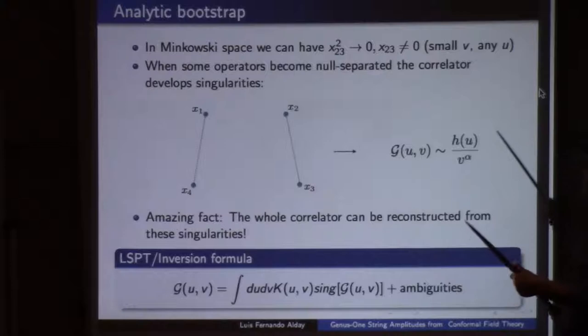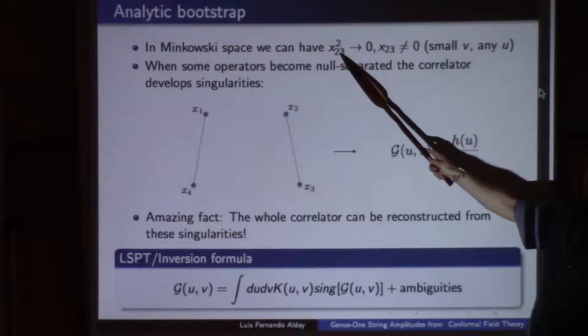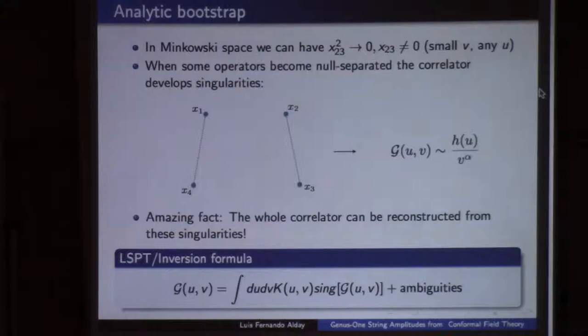And this is quite nice, because it means that in Minkowski space-time, you can have situations in which the square of x_{12} goes to 0, but x_{12} doesn't go to 0. And if you have a look at the cross ratios, this means that you can consider a limit in which v goes to 0, because x_{12}^2 is very near 0, but u is still arbitrary. Is that OK? So this you can only do in Minkowski spacetime.